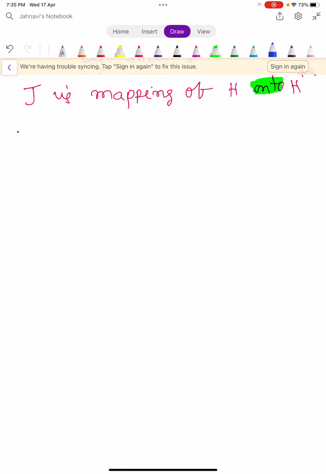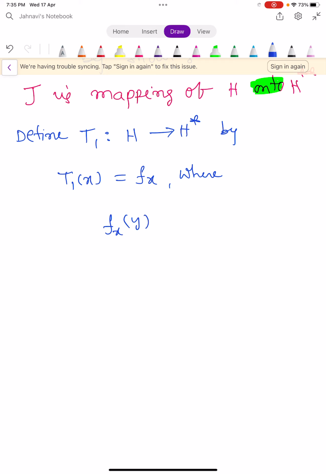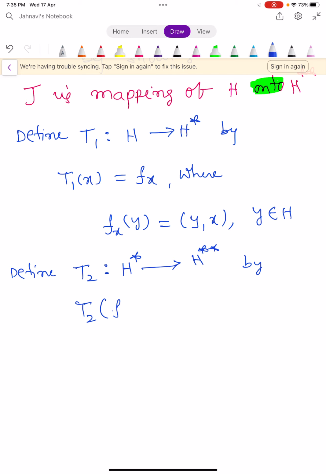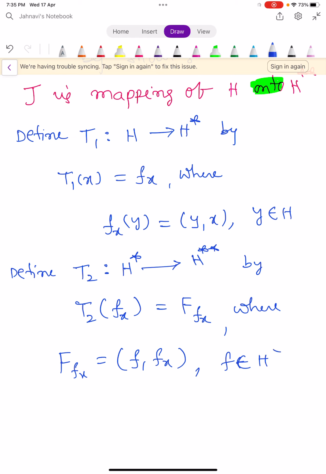To prove that J is an onto mapping, we define two functions. Define T1 that maps from H into H star, defined by the equation T1 of x is equal to Fx, where Fx of y is equal to the inner product of y comma x for all y belonging to capital H. And define one more mapping T2 that maps from the conjugate space H star to H double star, defined by the equation T2 of Fx is equal to capital F Fx, where capital F Fx is equal to the inner product of f comma Fx for every f belonging to H star. So our aim is to prove that the J mapping is onto.